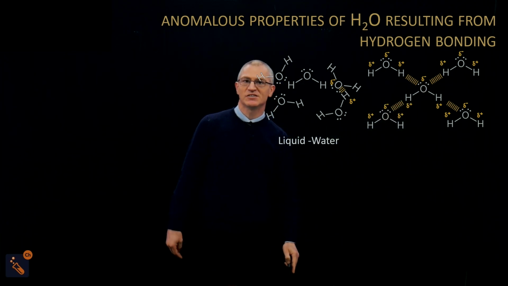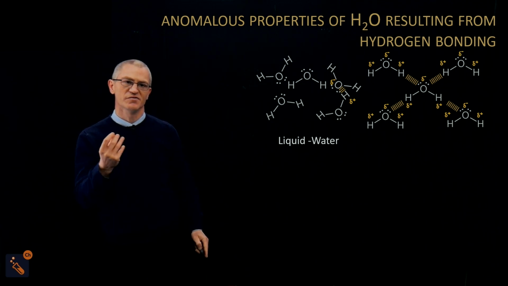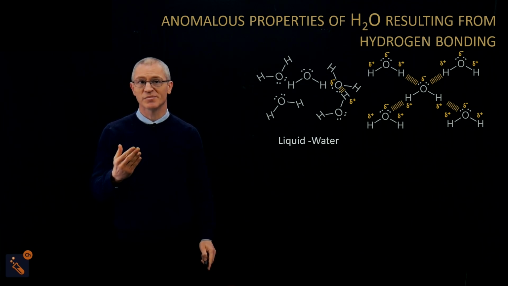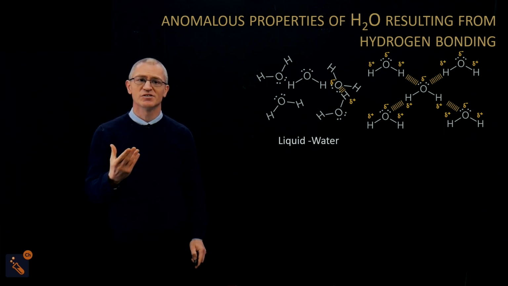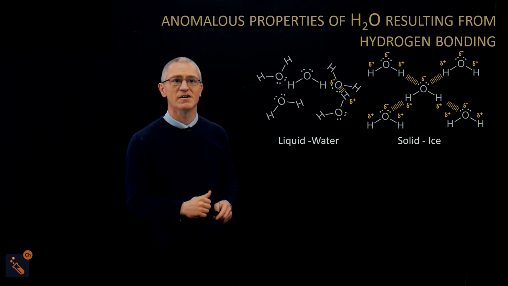Now, that means essentially you have 4 bonds, 2 hydrogen bonds and 2 covalent bonds. And that means if you've done your shapes, 4 bonding pairs is tetrahedral. So we call it a kind of open tetrahedral structure in ice, solid water ice.